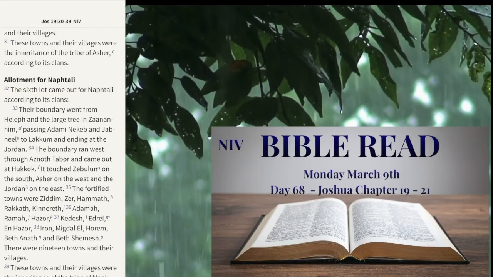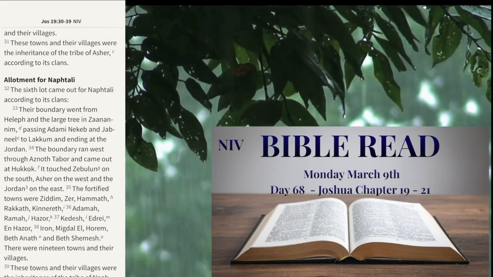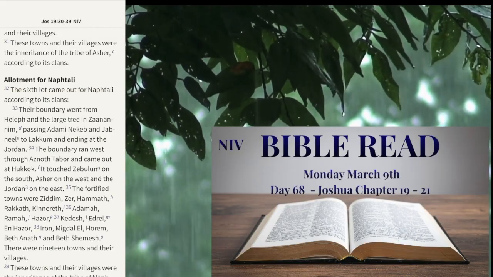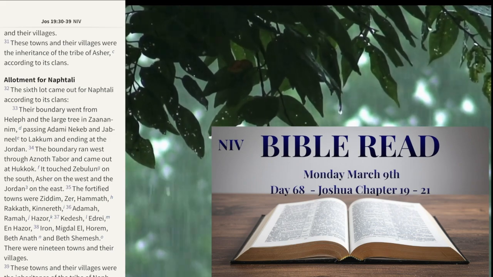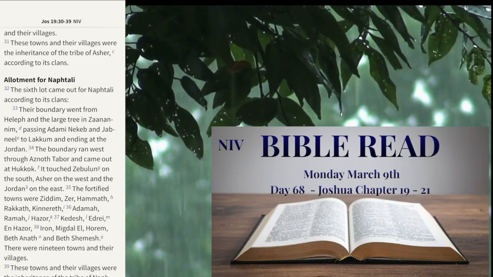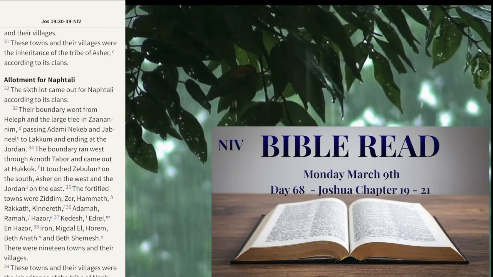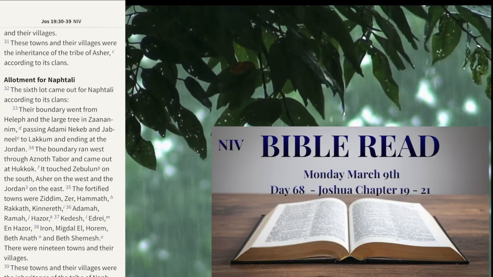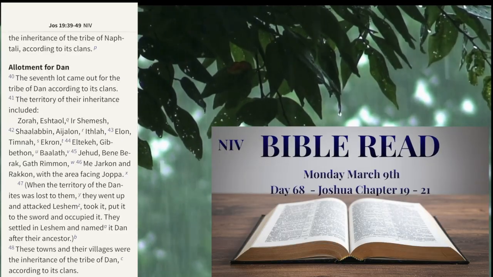The fortified towns were Ziddim, Zer, Hammath, Rakkath, Kinnereth, Adamah, Ramah, Hazor, Kedesh, Edrei, En Hazor, Iron, Migdal El, Horem, Beth Anath, and Beth Shemesh. There were 19 towns and their villages. These towns and their villages were the inheritance of the tribe of Naphtali, according to its clans.